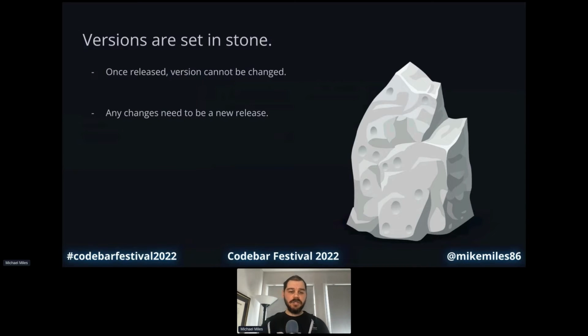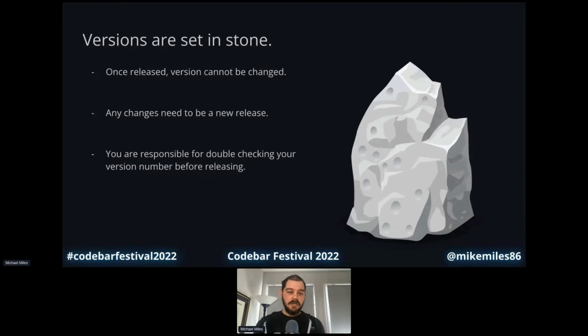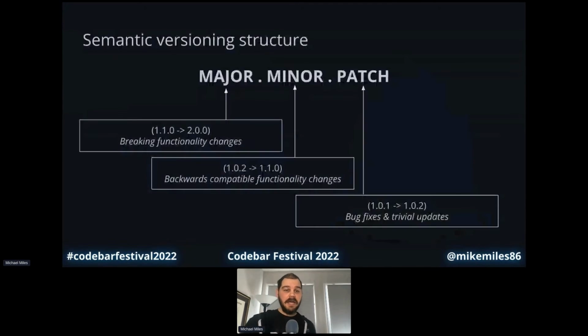And because of this, when you're managing your own code base and using semantic versioning, you are responsible for double checking that your version numbers are correct before you do the release. So I'm just going to go back to the previous slide. When you're ready for your next release, you really have to compare the changes you've made in your code base since your previous release and determine which bucket they fit under, if it's major, minor, or a patch.